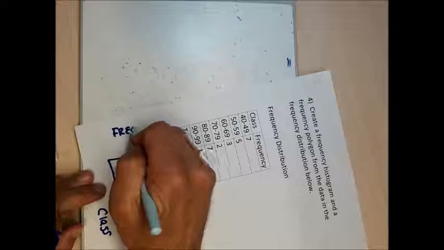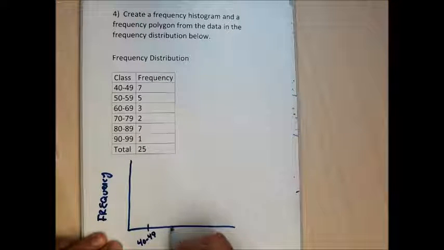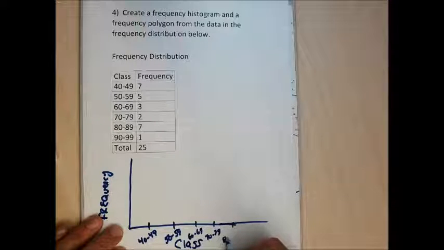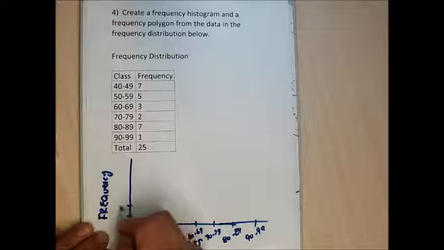My y-axis I'm going to call frequency. On my x-axis now, I'm just going to make little marks. I'm going to call this mark 40 to 49, this mark 50 to 59, and then 60 to 69, 70 to 79, 80 to 89, and 90 to 99. And then on the y-axis, I need to get up to 7. I can do that by 1, I think, without getting too high.